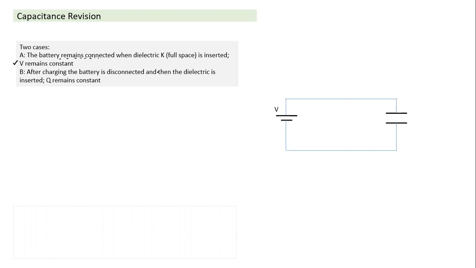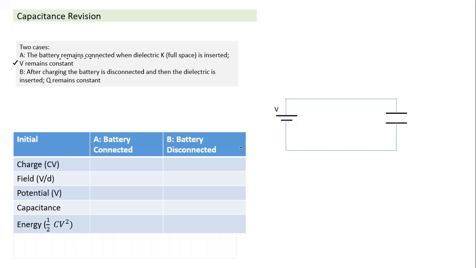And if the battery is disconnected, it means the capacitor cannot receive or give away any charge. Charge will remain constant. So when the battery is disconnected, charge remains constant. When the battery remains connected, potential remains constant. Okay, let's do that part here.